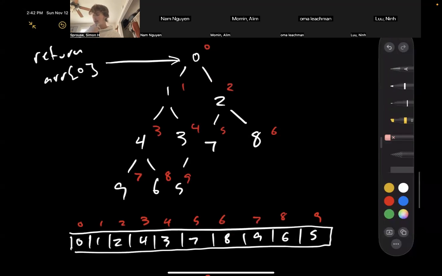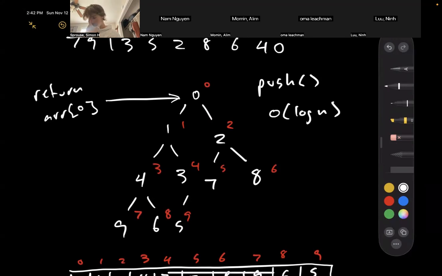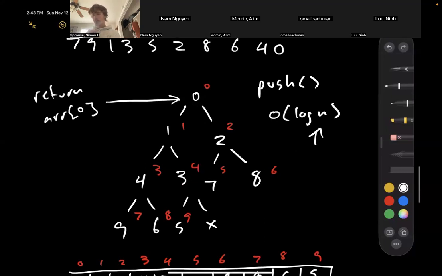Let's see, this is where I define push. I'm just going to write some notes. So push is going to be an O of log n operation because hypothetically, if you push an element to the next available location, let's just call it X, you're going to have to make swaps on the longest path all the way up to the root, potentially to keep this thing in order. And that longest path is log of n, which is why push is log of n.